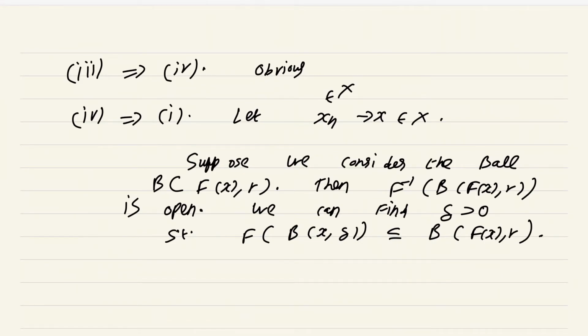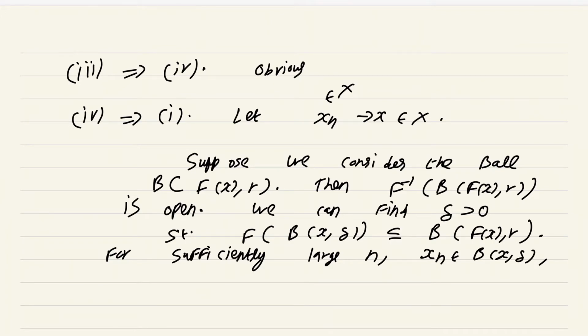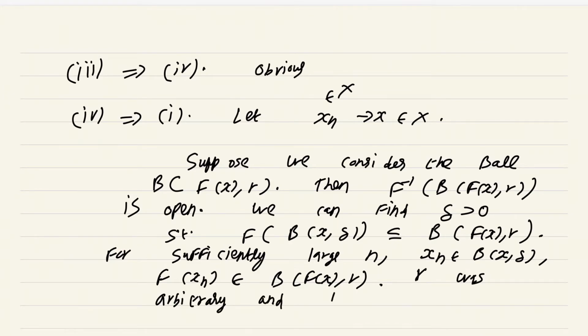But because f of B x, delta is contained in B f x, r and xn converges to x, for sufficiently large n, xn is in B x, delta, consequently f of xn has to be in B f of x, r, right? Because of the convergence of xn to x, for suitably large n, xn must be in B x, delta, but f of B x, delta is contained in B f x, r, so f of xn is contained in B f x, r. Okay, so this r was arbitrary, and hence f of xn converges to f of x. So the proof again was rather short. So we have shown that 1 implies 2 implies 3 implies 4 implies 1, so all are equivalent.